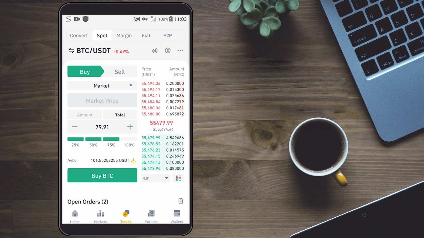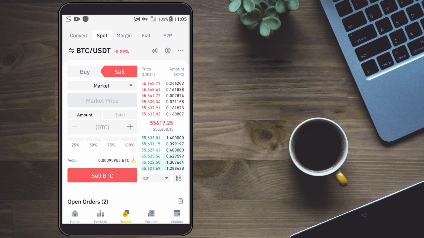For example, let's select 50%. Here it shows 53 USDT, which is half of my available USDT, as you can see here. By selecting the amount, it shows how much BTC I will have after buying. I touch on buy BTC and success. And now you see that I have 53 USDT available in my account. And if I go to sell tab, you can see that now I have Bitcoin, so I can sell it at any time I like.